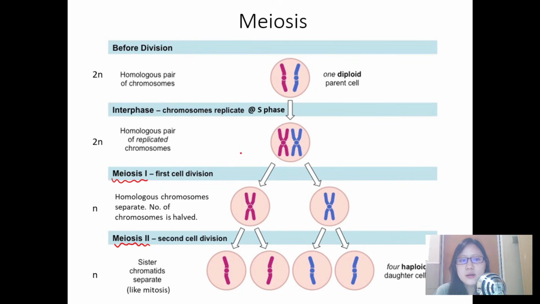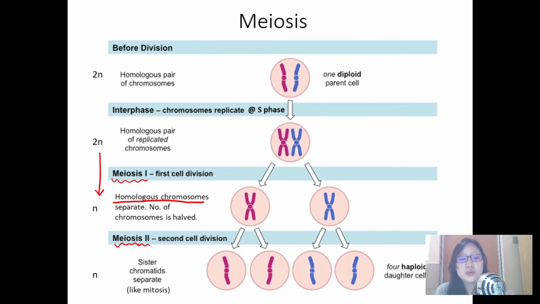Now in meiosis 1, this diploid number is halved. So 2N becomes N. Chromosome number is halved. Why and how? That's because the homologous chromosomes separate. Very different from mitosis. In mitosis, the centromere divides, okay? But in meiosis 1, homologous chromosomes, those pairs, separate.